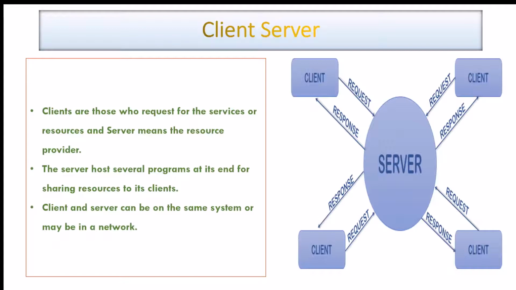The client and server can be on the same system or in a network. That is, in the same system we can use the client program as well as the server program, or we can use different machines, one for the client and another one for the server, and the clients may be thousands of clients. If there is more than one client, then we can use more than one machine as clients. The servers can be connected with the clients through the network. So this is the way the client and server are connected through this kind of architecture.